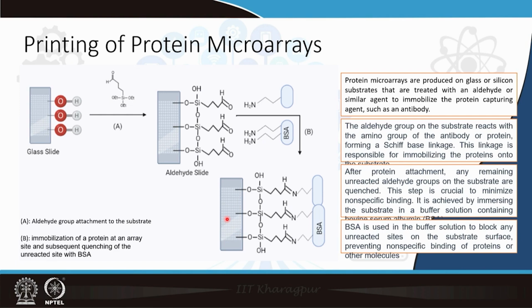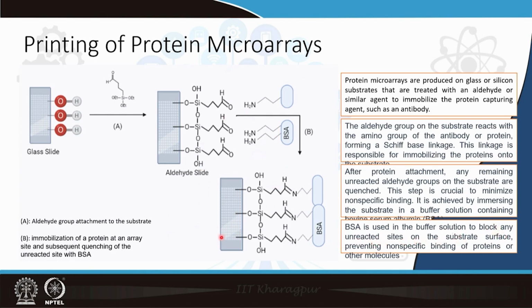We need to surface treat the glass slide with this aldehyde group. The aldehyde group on the substrate reacts with the amino acids of the antibody or protein, forming a Schiff base linkage. This is purely a chemistry term to say some sort of complicated covalent bond. This linkage is responsible for immobilizing. After protein attachment, any remaining unreacted aldehyde groups on the substrate are quenched and washed away. Bovine serum albumin is used in the buffered solution. Bovine serum albumin, the name suggests some sort of protein, blocks any unreacted sites.